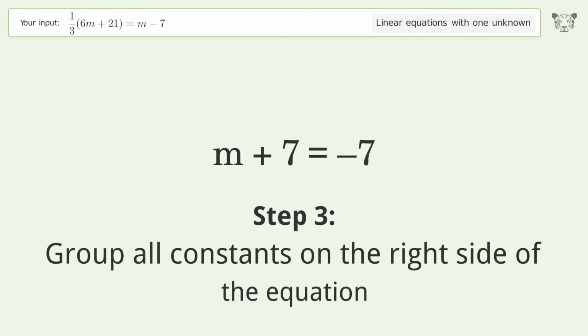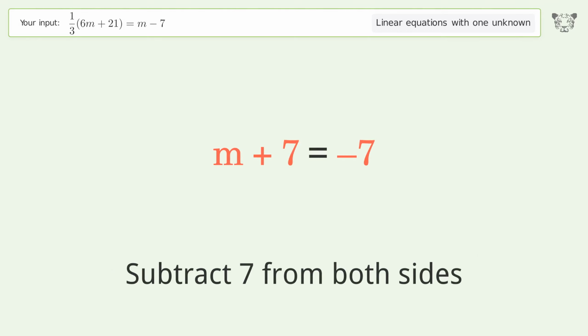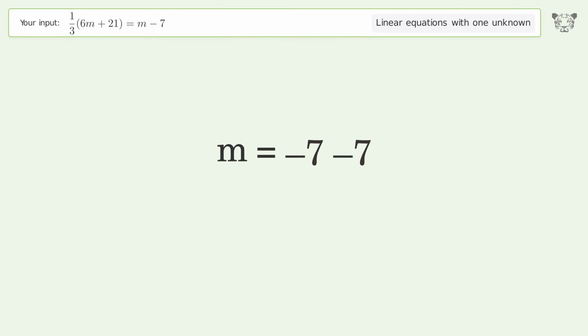Group all constants on the right side of the equation. Subtract 7 from both sides. Simplify the arithmetic. And so the final result is m equals -14.